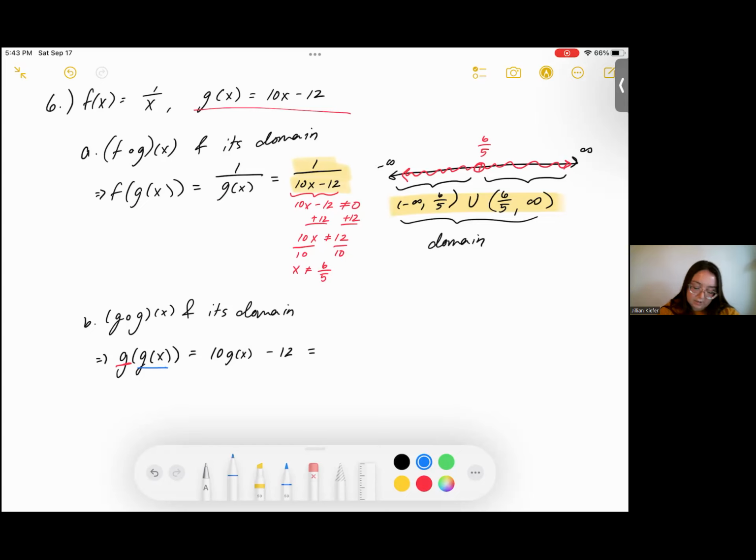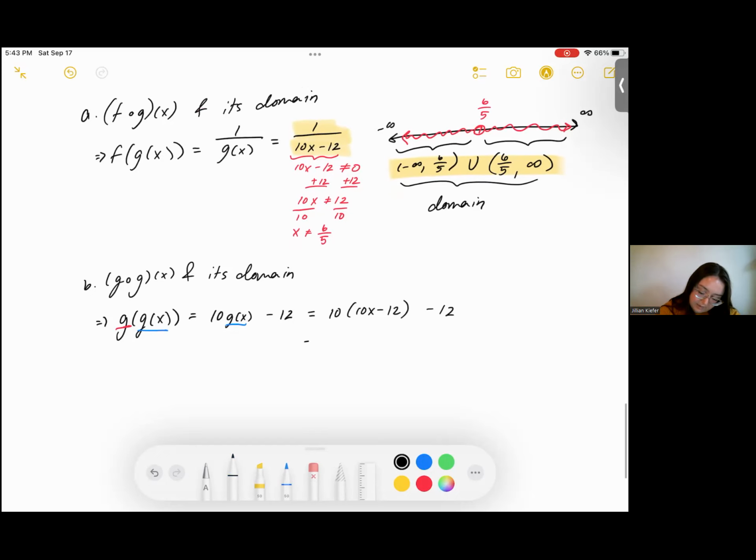Then once again, we know that g of x is 10x minus 12. So we're going to replace this g of x with 10x minus 12. So we'll end up with 10 times 10x minus 12, and that minus 12 is still sitting there on the outside. So now that we've correctly composed this, we want to simplify. So we can distribute our 10 into our function here.